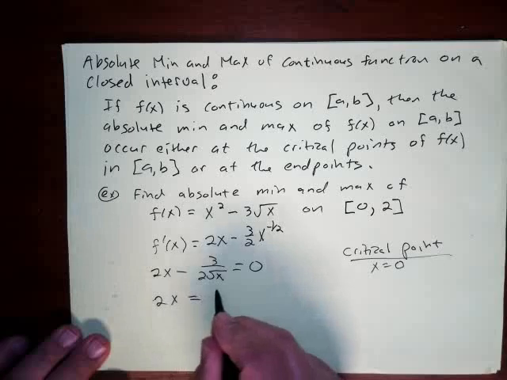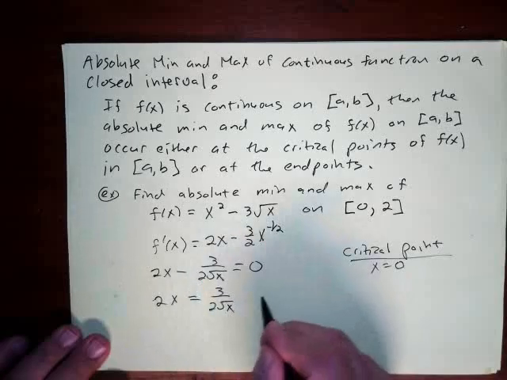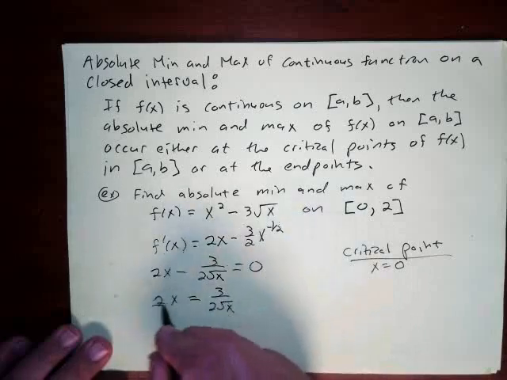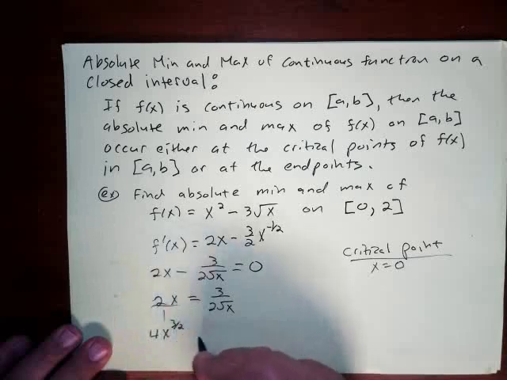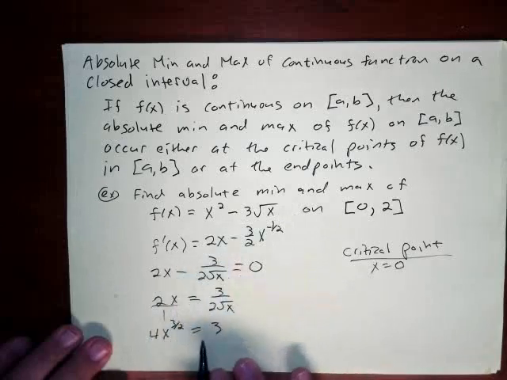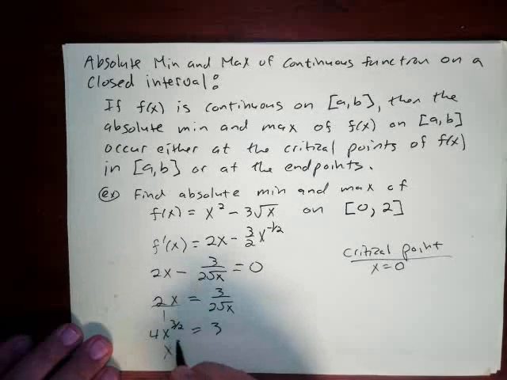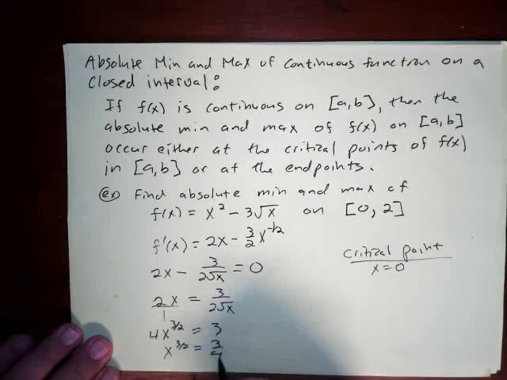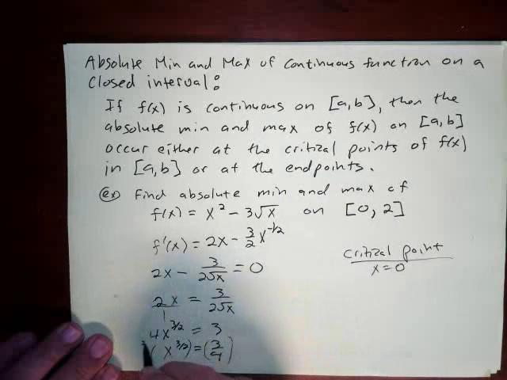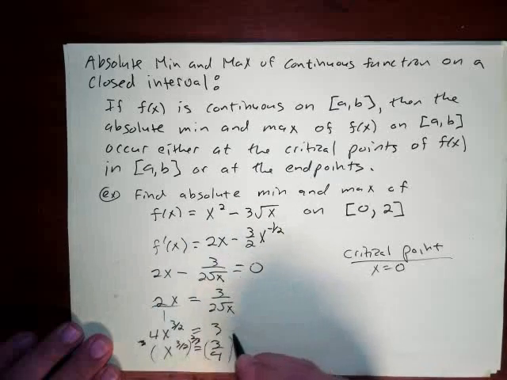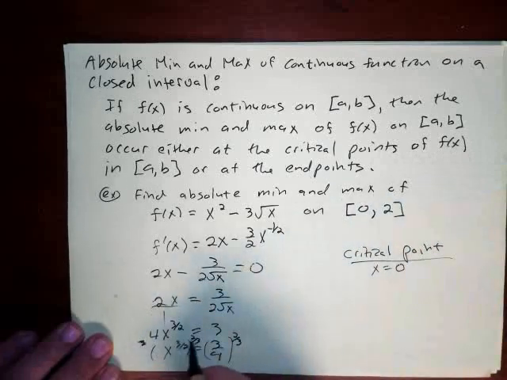So I have 2x is equal to 3 over 2 square root of x. And then I could think of this as cross multiplying, so that I get 4 times x times x to the 1/2, which would be x to the 3/2, and this would be 3 times 1. So I get x to the 3/2 is equal to 3/4. Then to solve for x, I'm going to raise both sides to the 2/3 power, because that's the reciprocal of this exponent.